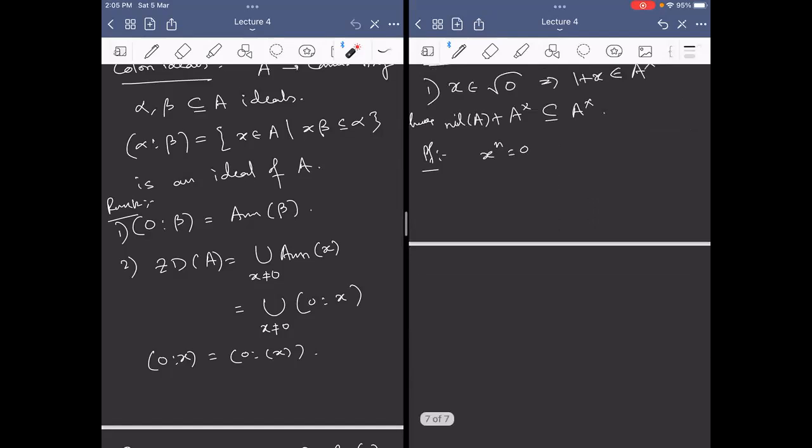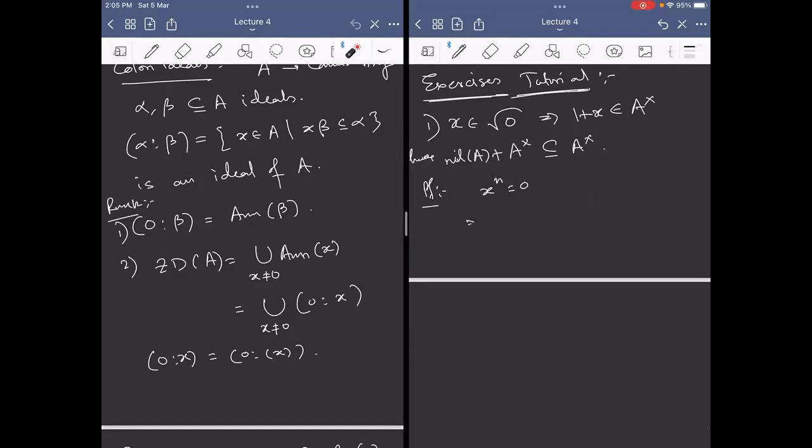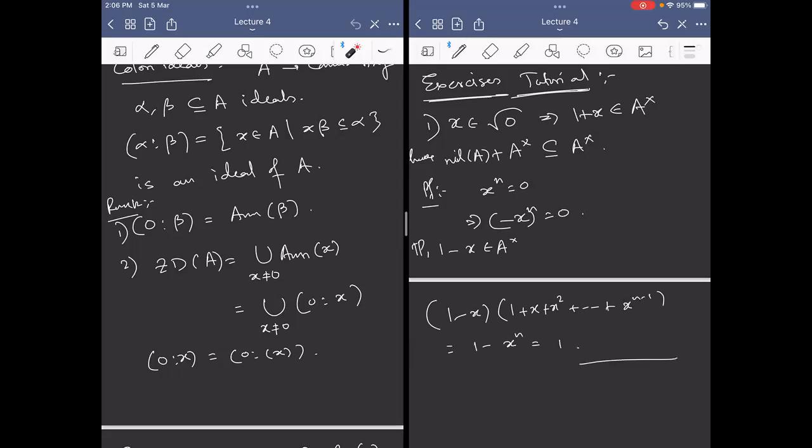Some x power n is 0, so you can also say that minus x is also nilpotent, because the nil radical is an ideal. And thus I am going to prove this for 1 minus x. For x, you take x equal to minus y and prove it for minus y. So what I am proving is that 1 minus x belongs to A star. And that is simple, because if you take 1 plus x plus x square up to x power n minus 1, then you see that this product turns out to be telescopic and equals 1. And thus you are done.